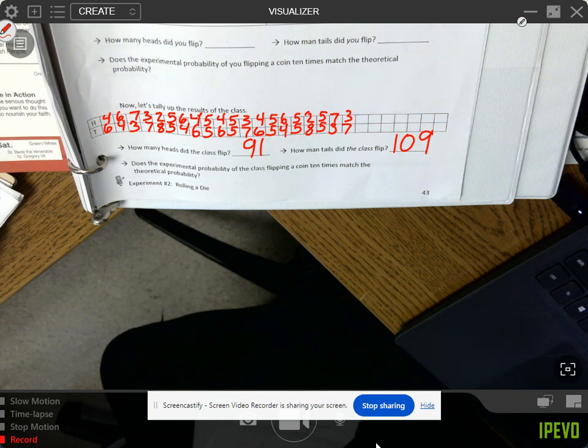So, oh, we forgot up on top. We did our heads flip individually and our tails flip individually. You needed to determine the probability of you flipping a coin 10 times matching the theoretical probability. So remember, theoretically, it was 1 out of 2, 50% chance. So if you were my friend that maybe had 6 heads and 4 tails, 6 out of 10 is what probability? What percentage would that be? 60%.